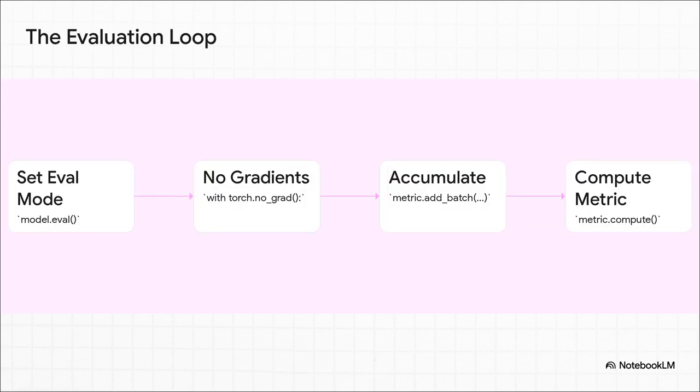So once we've done some training, we've got to evaluate our model, right? The evaluation loop is pretty similar to the training loop, but with 2 key differences. First, we switch the model into evaluation mode with model.eval. Second, we wrap the whole loop in a torch.no_grad context. This tells PyTorch not to calculate gradients, which saves a bunch of memory and computation. Then we can just feed our batches to a metric and compute the final score.